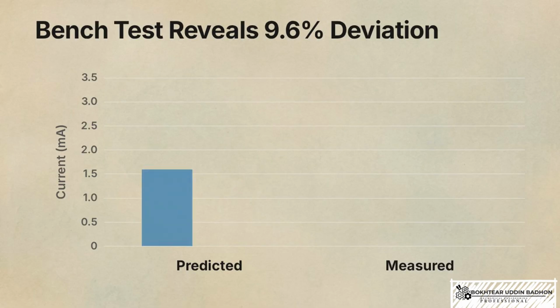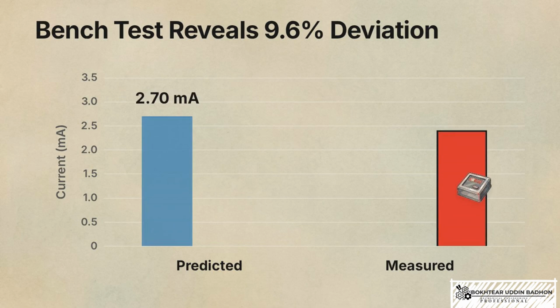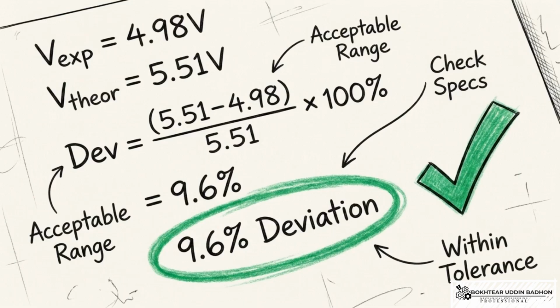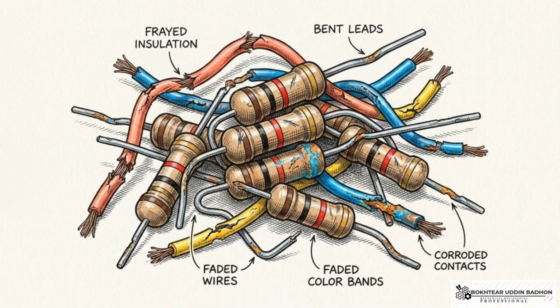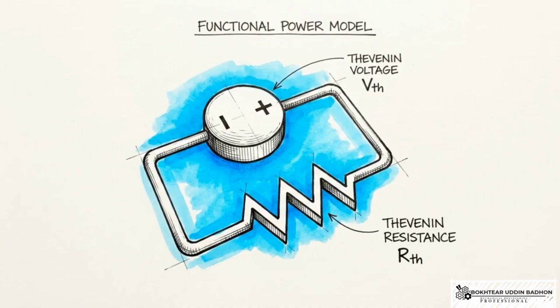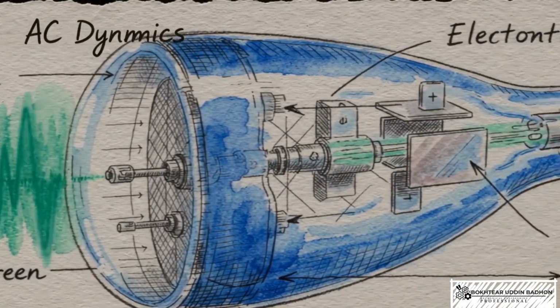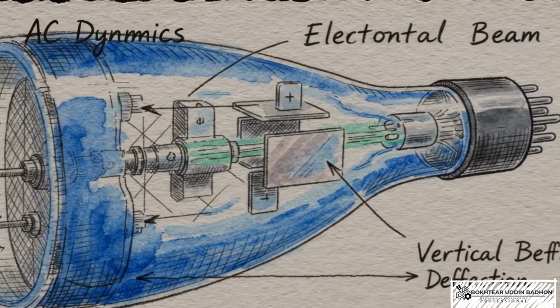The Thevenin model predicted a load current of 2.70 milliamps. Down on the bench, the physical circuit measured 2.44 milliamps, yielding a deviation of 9.6%. A 9.6% margin of error does not mean the theorem failed. It proves the theorem successfully condensed the cumulative impact of resistor tolerances and contact resistance into a single, functional power model. Moving away from the steady, one-way push of DC voltage, we enter the dynamic, oscillating environment of alternating current.